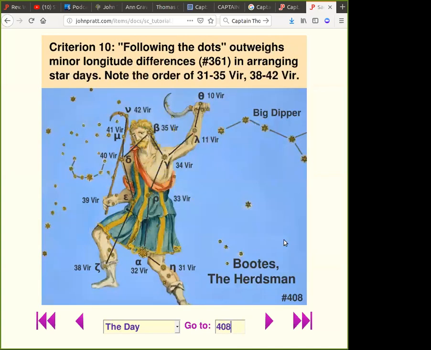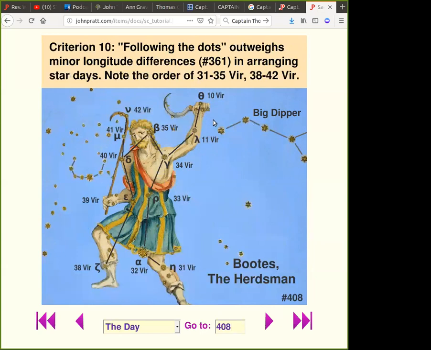It's on slide 408. And this one is actually the most important and solves all the problems of stars that are close together. Like in Boötes, you got alpha, rho, and gamma, and they're almost in a vertical row. How do you know what order to do them in? It's connect the dots, or following the dots. And it outweighs minor longitude differences.